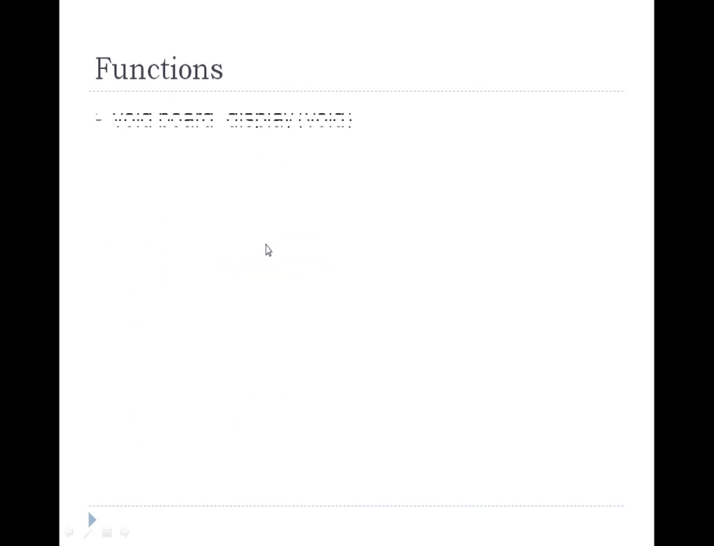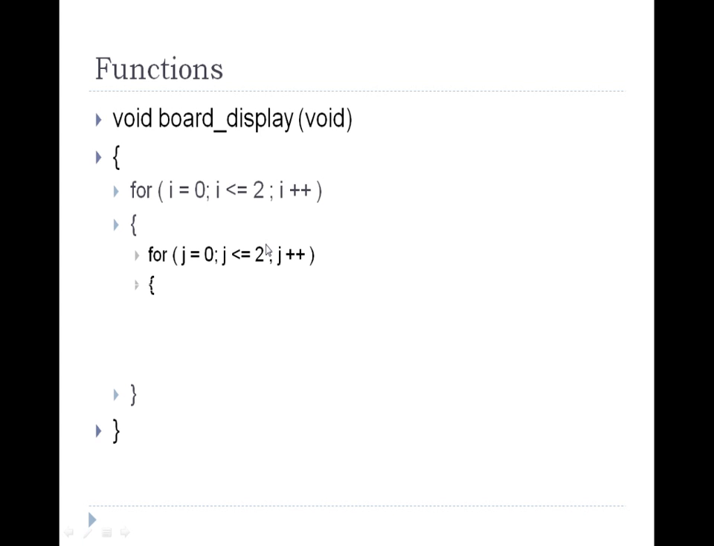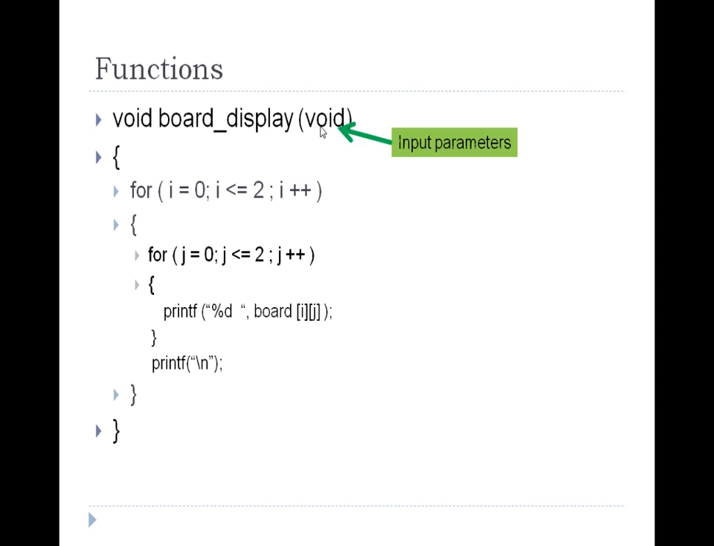Let me show you how it is so it is more clear. For example, I have put all the code that I use for displaying the board within something called board display. So now this piece of code has a name, called board display. And in addition to the name, there are two more things over here: void and void. Both of them are void.